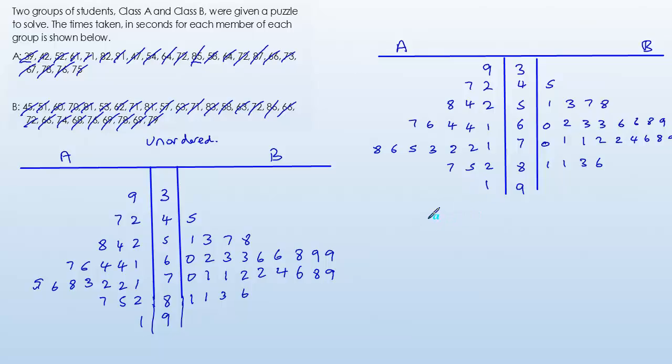So we've got the key down here, so if I do 4, 2, 5 means 42 for class A and 45 for class B. It's really important to have a key.